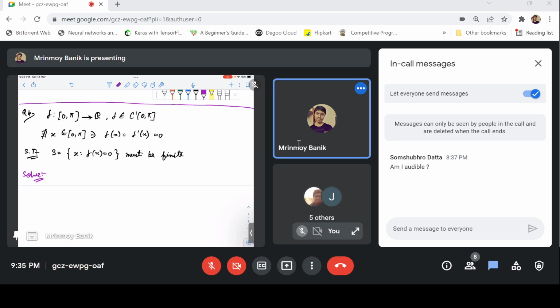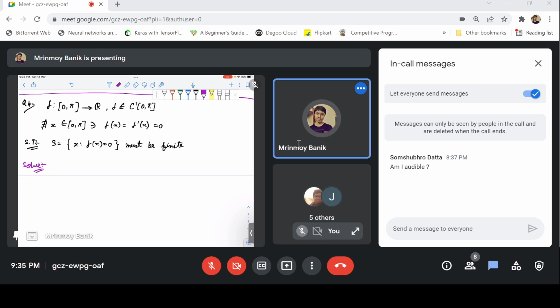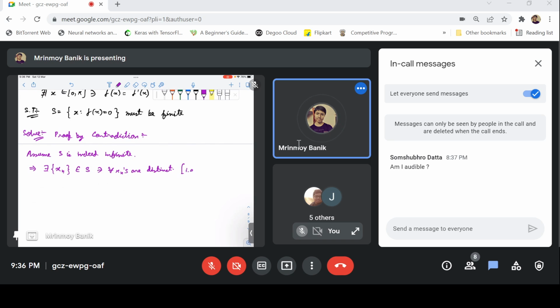Okay, so any breakthrough? Hmm. We will try to prove it by contradiction. So proof by contradiction. So let's assume S is indeed infinite. So that implies we can take any sequence. So there exists a sequence xn inside S such that all xn's are distinct. That means xi not equals to xj for all i not equals to j.